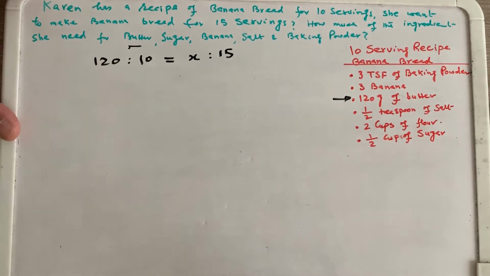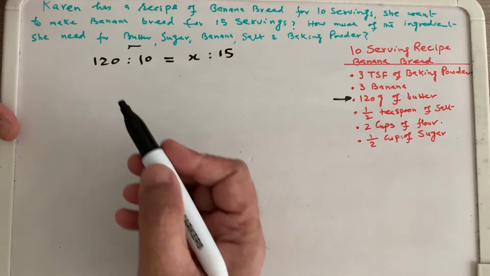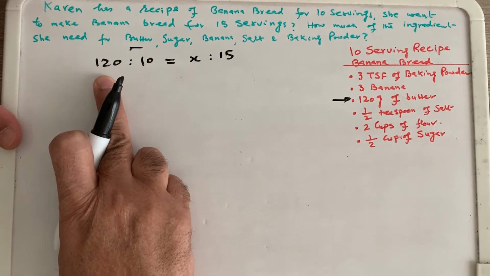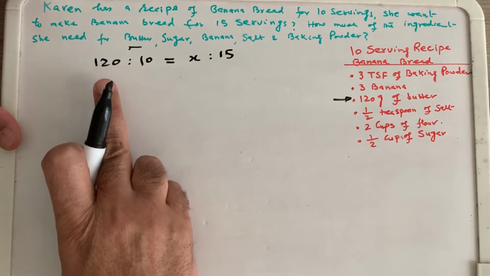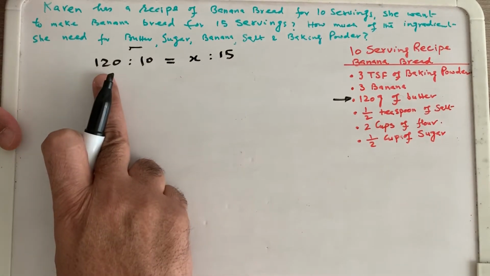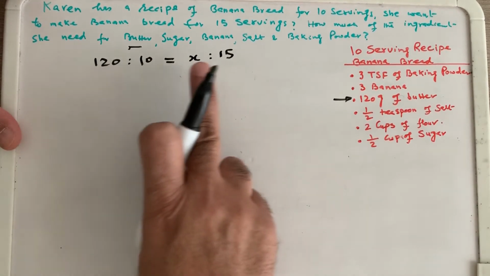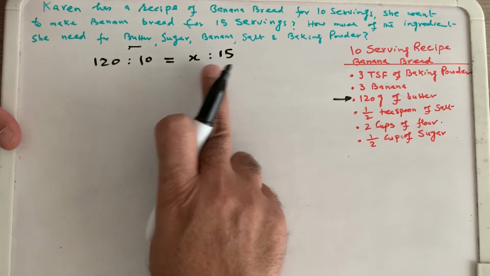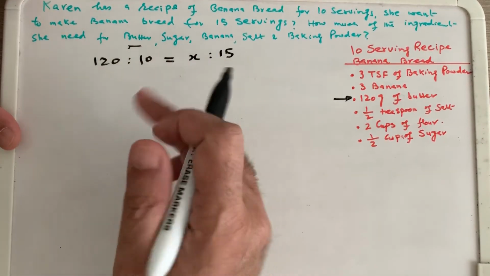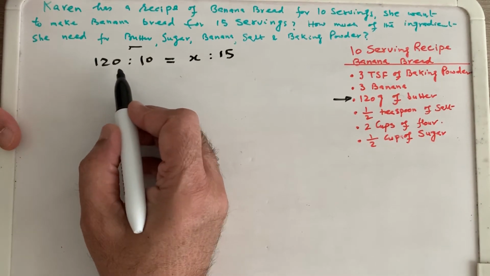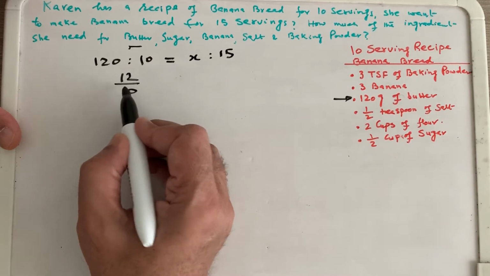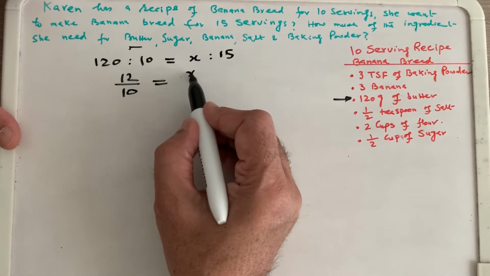You can put this in two ways, as I told you before, because what you put first is important. What you put first here is 120, which is the quantity of butter in grams. Now X is unknown, and this 120 is good for 10 servings, and we are required to find what quantity of butter for 15 servings. So what is the next step after developing this ratio? Put them in a fraction form.